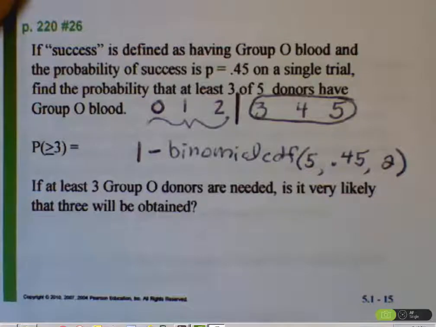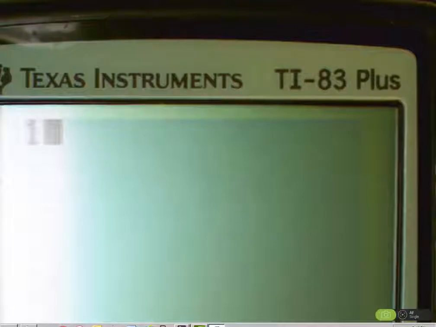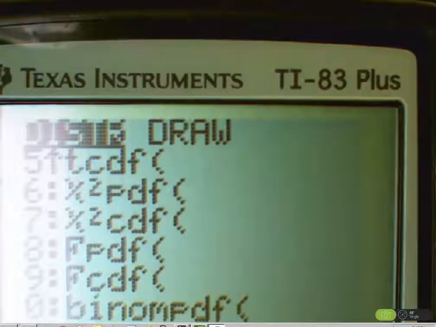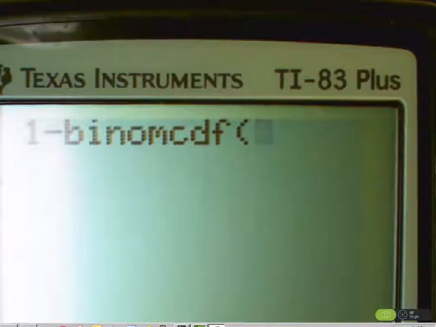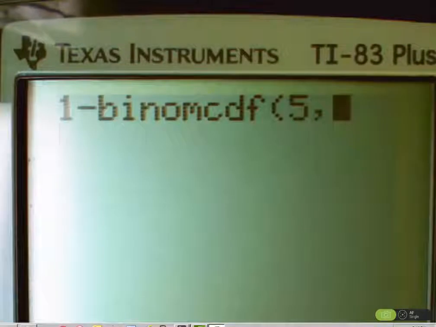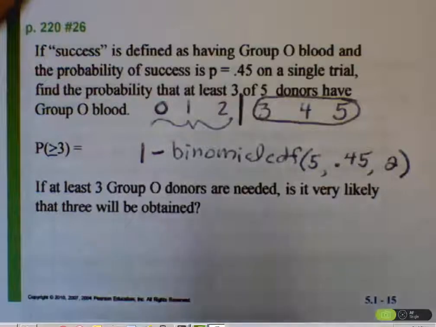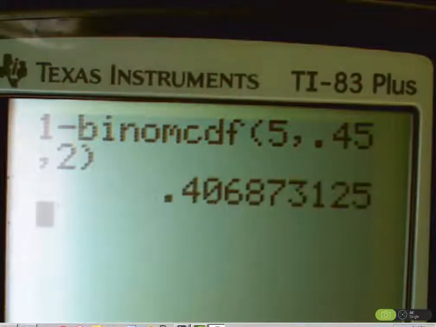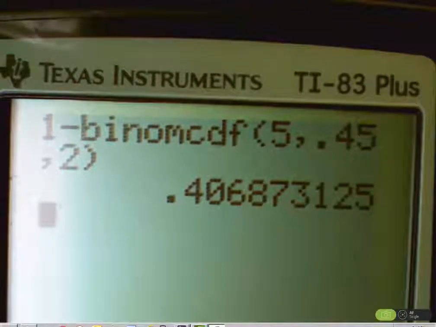And by the way, you can enter that straight left to right on the calculator. You can say 1 minus before you pull up binomial CDF. And then go ahead and enter the size of the trial is 5. Probability of success is 0.45. And I want the calculator to stop adding at 2. So 2 is the last number I enter. And that probability rounds up to 0.407.